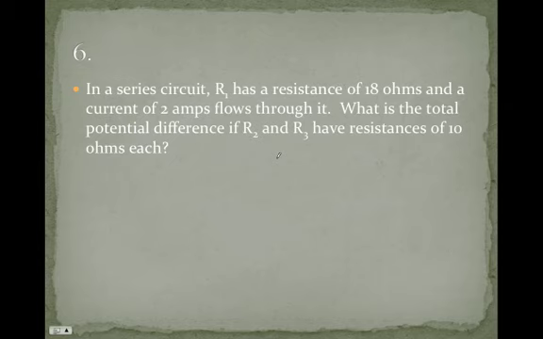In a series circuit, R1 has a resistance of 18 ohms and a current of 2 amps flows through it. What is the total potential difference if R2 and R3 have resistances of 10 ohms each? Now, since this is a series circuit, the current through one part is equal to the current through the whole system. So the total current for this system is 2 amps.